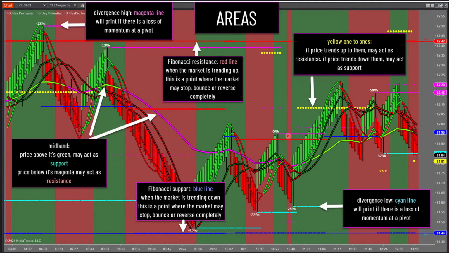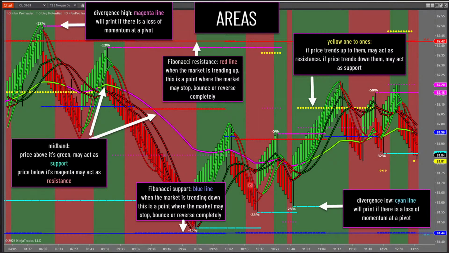We're going to talk about areas first. Areas, I'm going to get real technical here, so brace yourselves. Areas are horizontal lines on a chart. One is not more important than the other. Areas are bouncy. That's the easiest way to think about it. Areas are brick walls. Areas are electric fences. Areas are places where the market may bounce. They have names. There are divergence highs. It's a magenta line that prints off of a pivot if there's a loss of momentum at that pivot. There's divergence lows, same thing from a low.